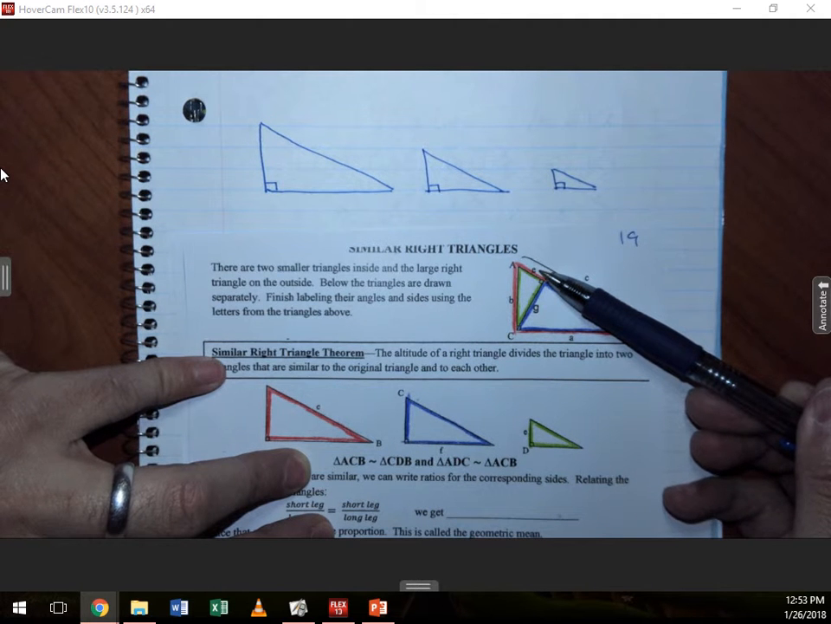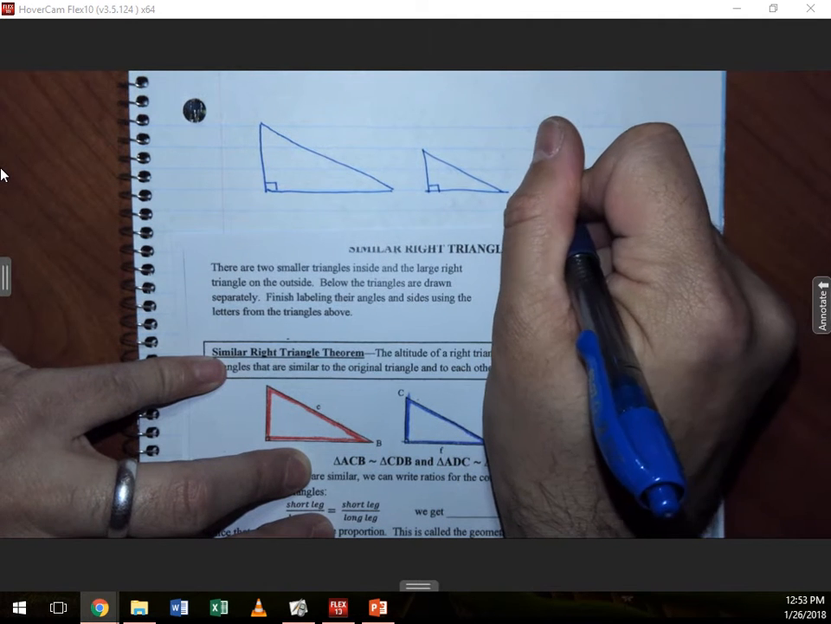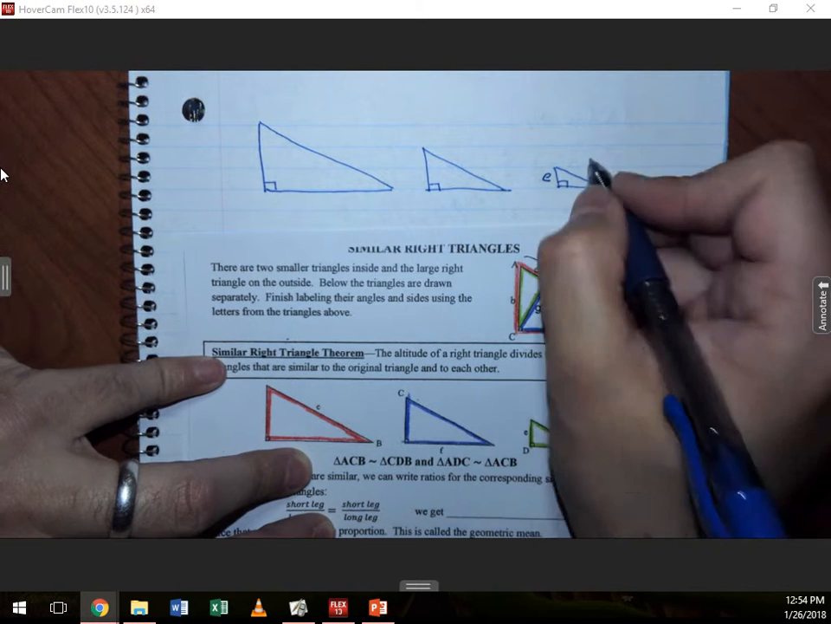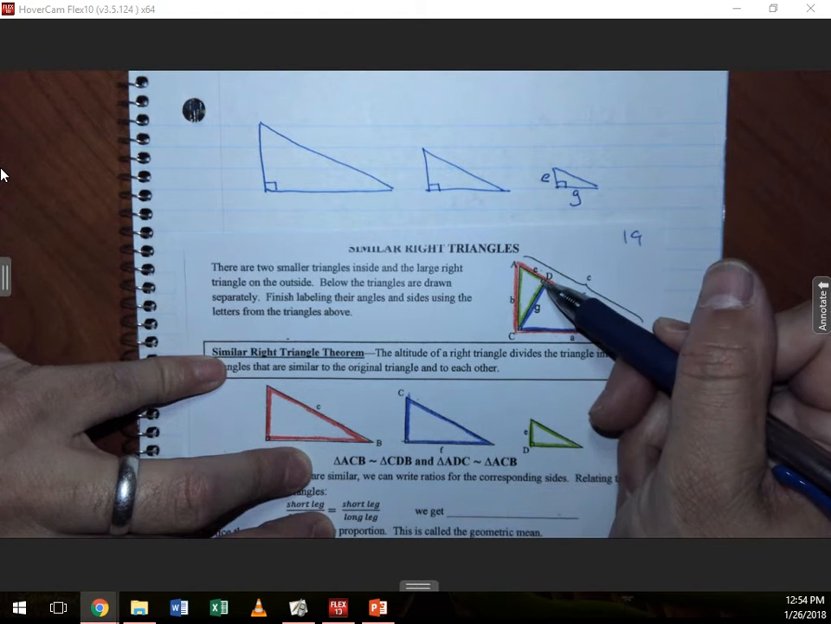Short leg is E, isn't it? That's an E. So I'm going to put an E. It's a lowercase e. My long leg is going to be, say, G. Okay, so long leg is G, because it's this one right here, right? And then here's my right angle.